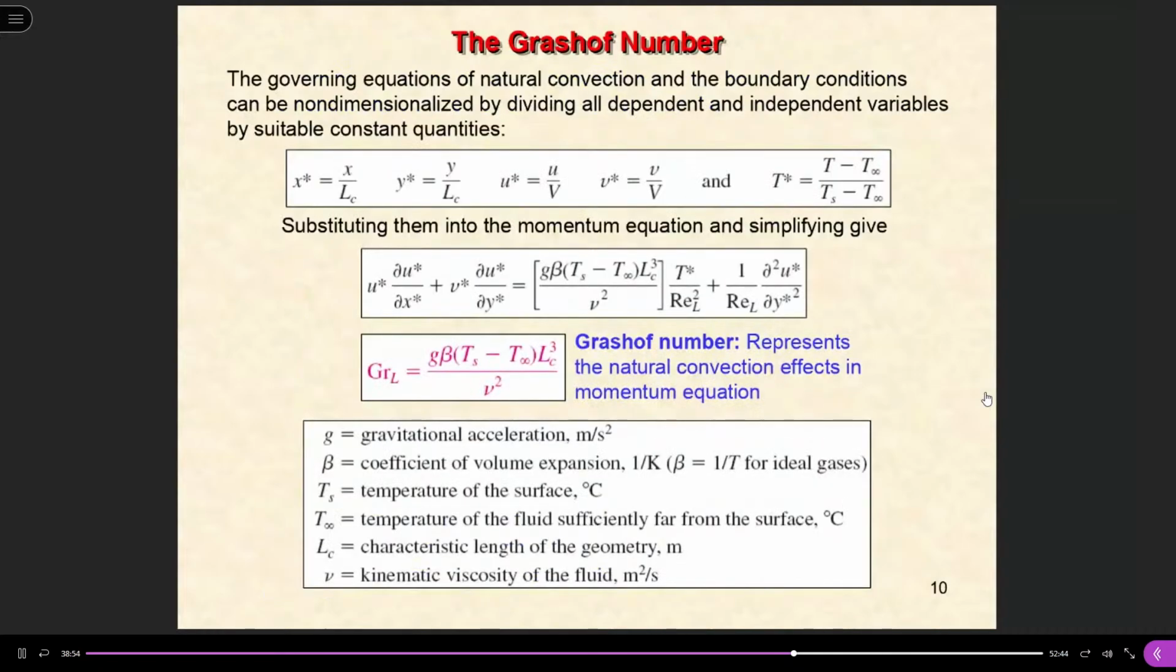While you are not required to know how to derive the equation, you are supposed to derive this so-called Grashof number. This Grashof number is for you to memorize and to understand what it means. First of all, how is this Grashof number defined?